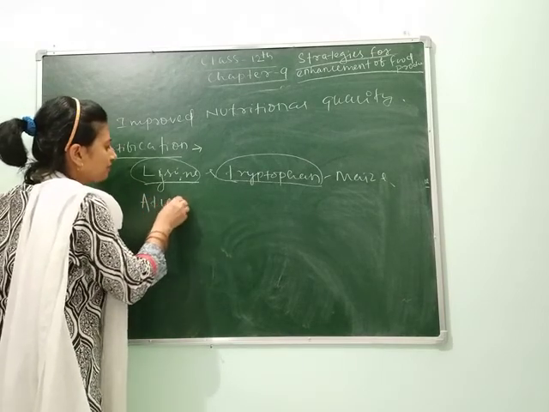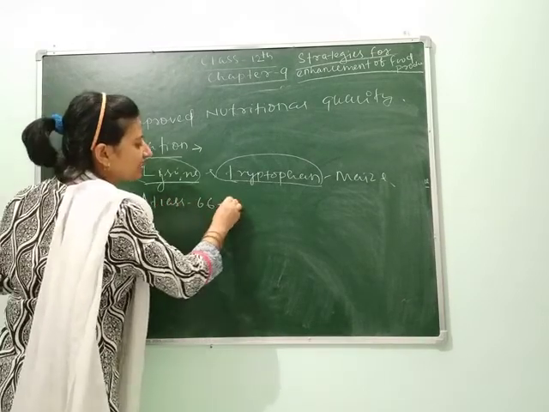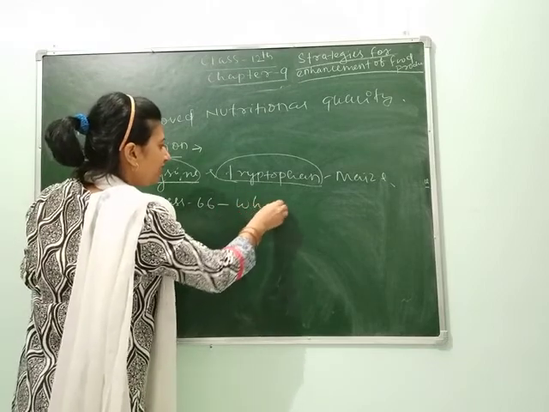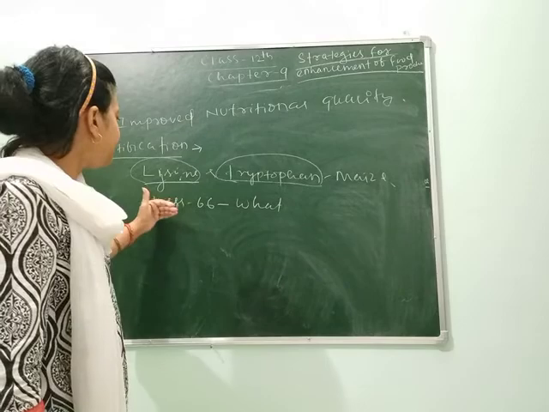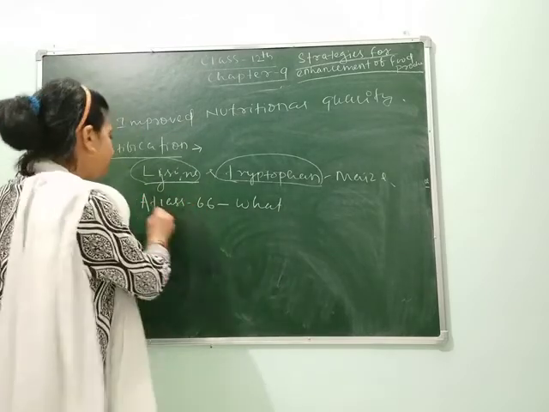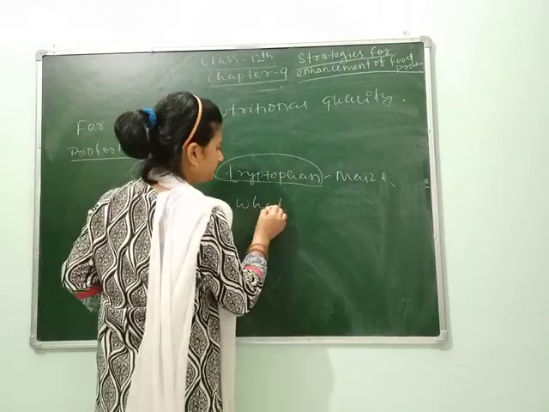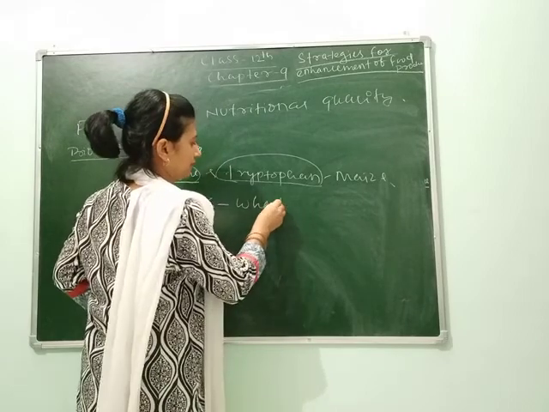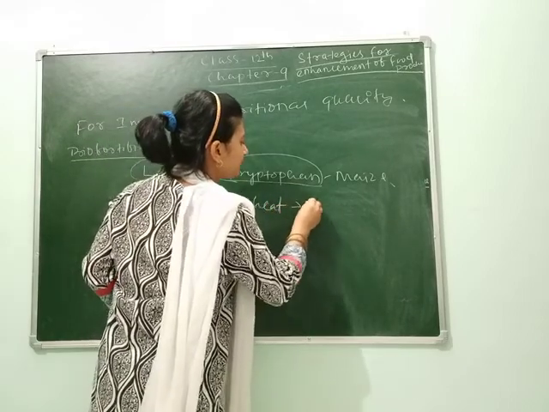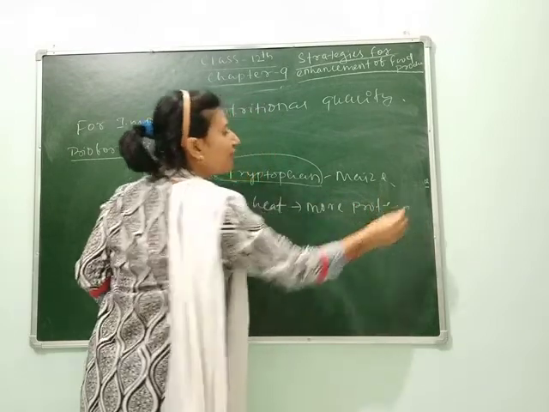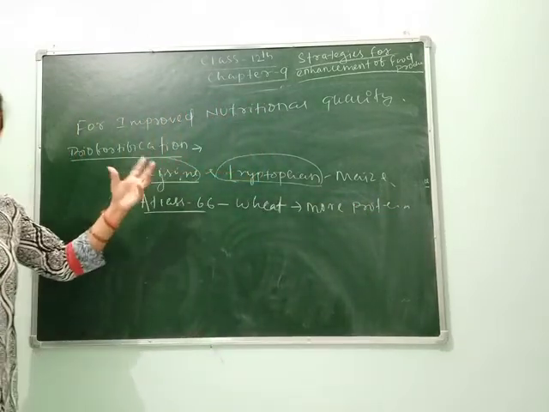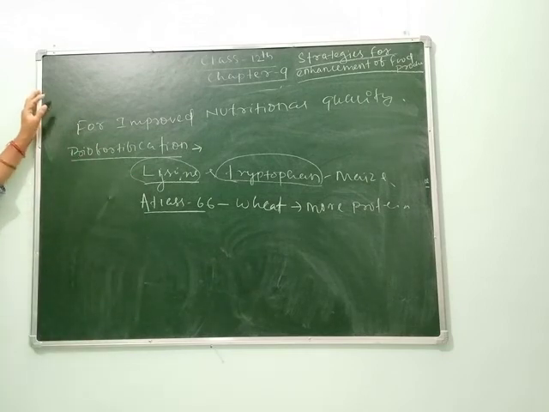Atlas 66. This is a variety of wheat. Like in our previous topic we studied the Himgiri variety of wheat, here the variety Atlas 66 of wheat has more protein content. As we know, wheat contains carbohydrate, but here extra protein is added. So we can say that Atlas 66 is a high protein containing wheat variety.